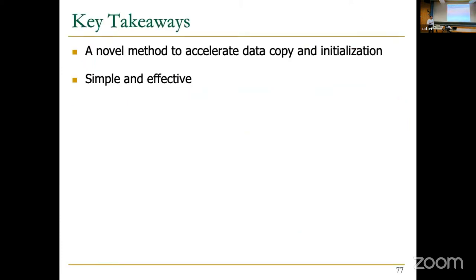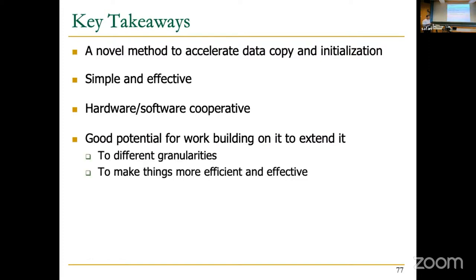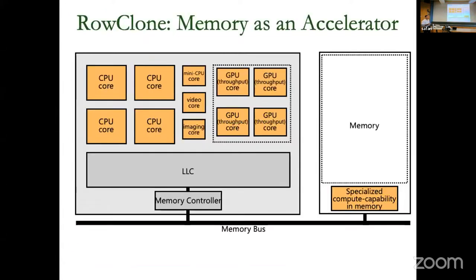So again, some summary and takeaways. RowClone is a novel mechanism for data copy and initialization. It's really simple and requires hardware-software cooperation, and has potential for a lot of future work. The paper is quite straightforward, I guess. I don't know if it's required reading. Maybe it is. At some point, we're going to have to read it for the exam anyway.